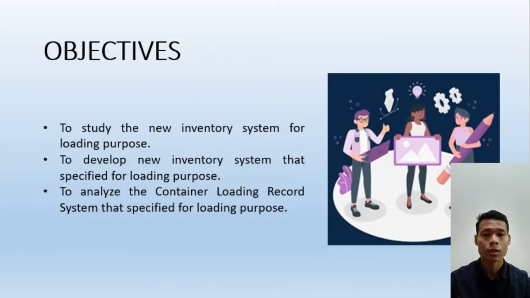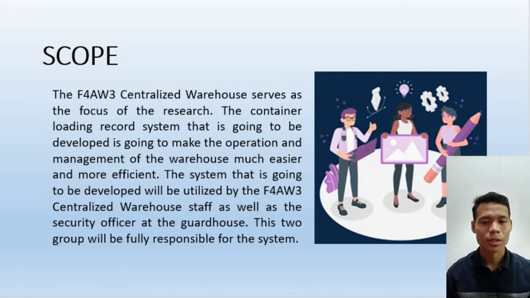The objective of this research paper is, first, to study the new inventory or record system. The second is to develop a new system for the container loading record system. And the last one is to analyze the record system that has been developed. The scope of this system is the centralized warehouse and the guardhouse for the security to record all the details, and the warehouse staff in the office.